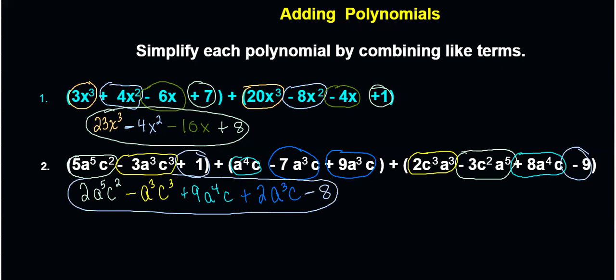So just remember, to be like terms, you've got to have the same variable, the same letter, and they have to have the same exponent. So if you're talking about an x and an x squared, they don't have the same exponent, so you can't put them together. Same variable, and that same variable has to have the same exponent.